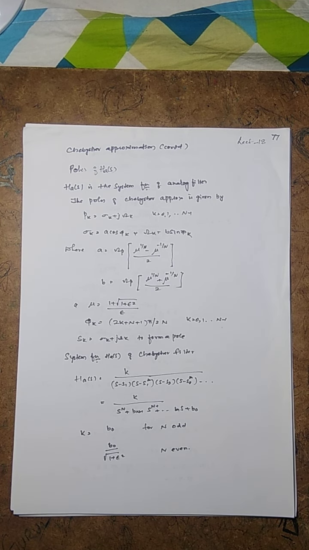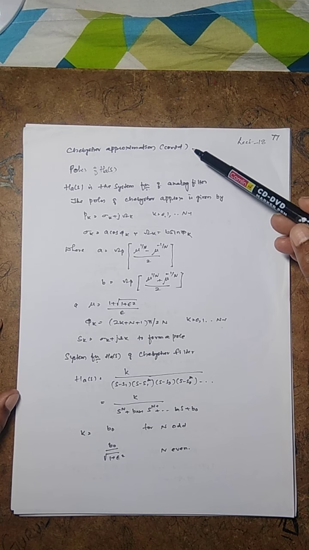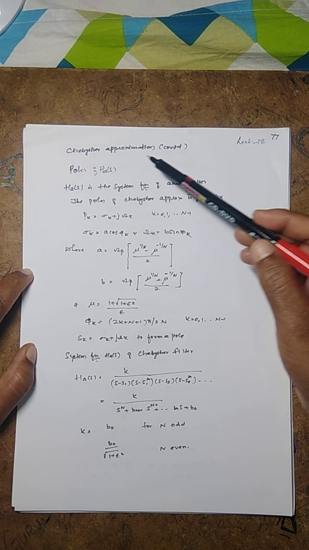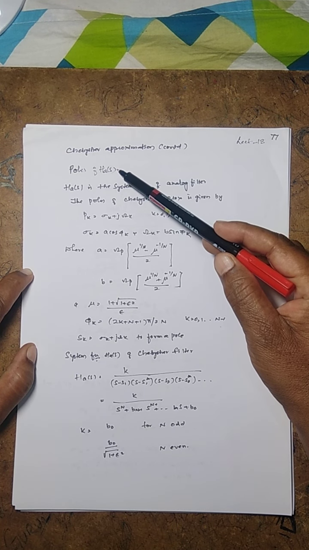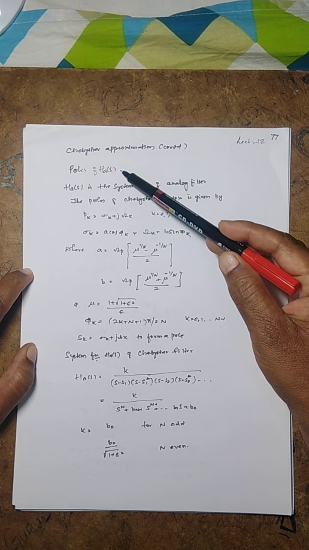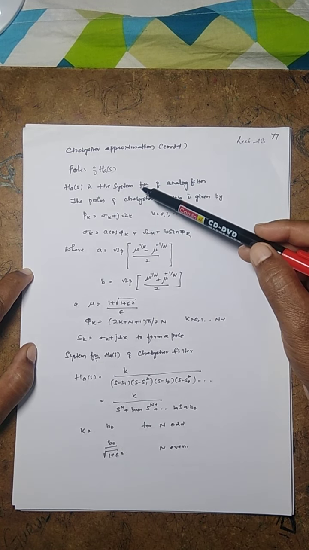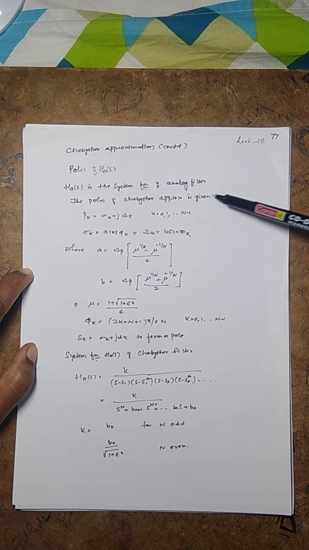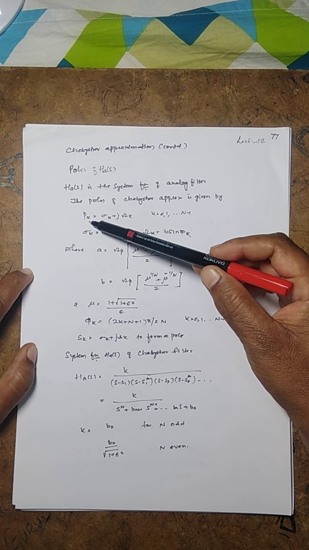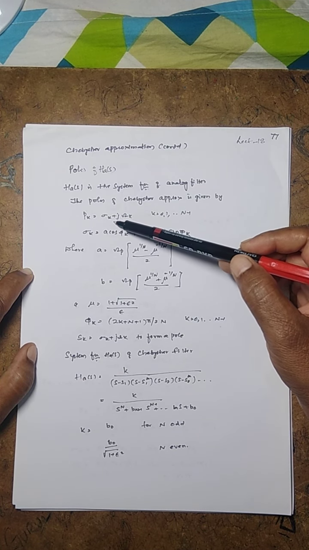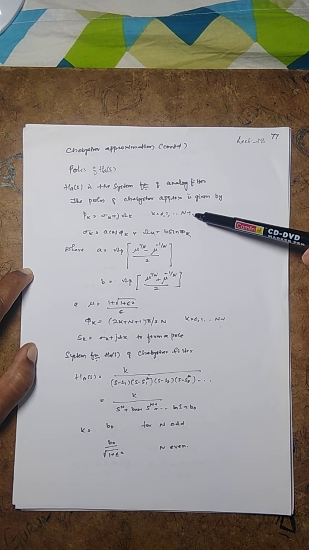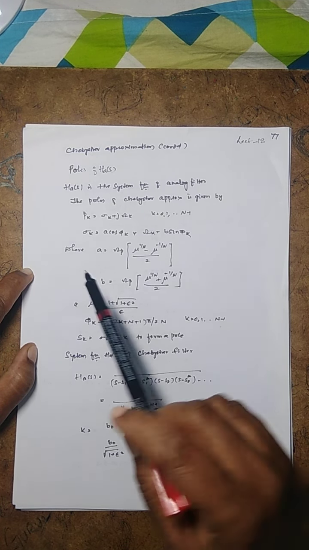In the last class, we have provided the equations for finding the order of the Chebyshev filter. Now, after that, we have to find what are the poles of the Chebyshev filter. H of S is the system function of the analog filter. The poles of the Chebyshev approximation are given by Sk, we can call sigma k plus j omega k, where k is from 0 to n minus 1, and n is the order of the filter.